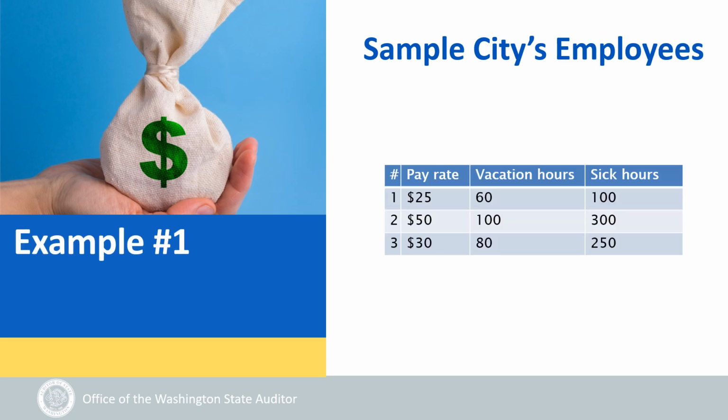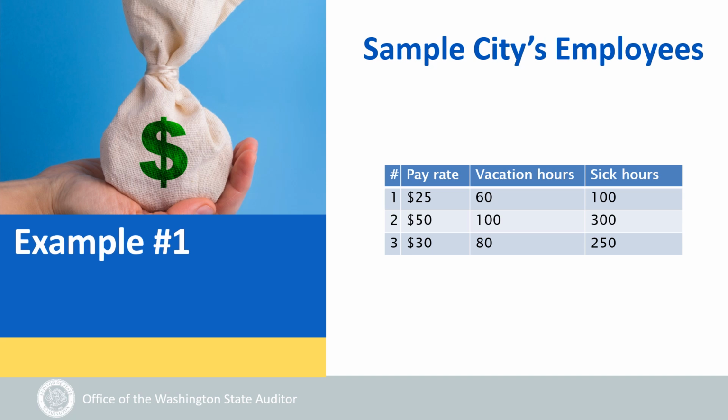Our city has 3 employees. First employee has a pay rate at the end of the year of $25 per hour. They have 60 vacation hours and 100 sick hours. Employee number 2 is paid $50 per hour with 100 vacation hours and 300 sick hours. Employee number 3 is paid $30 per hour with 80 vacation hours and 250 sick hours.